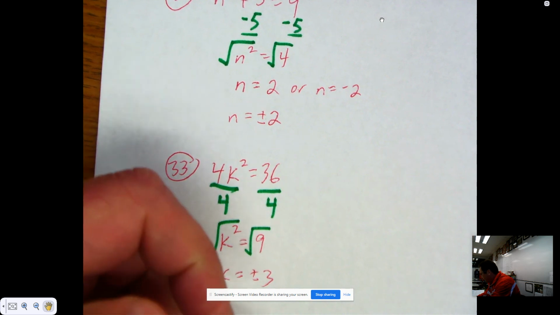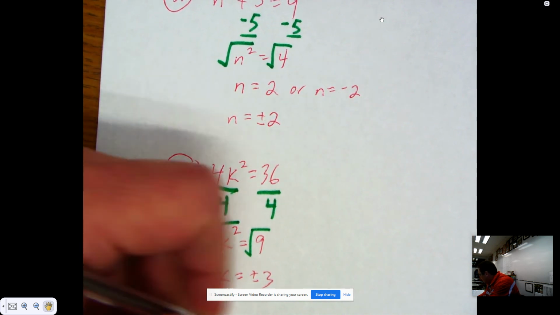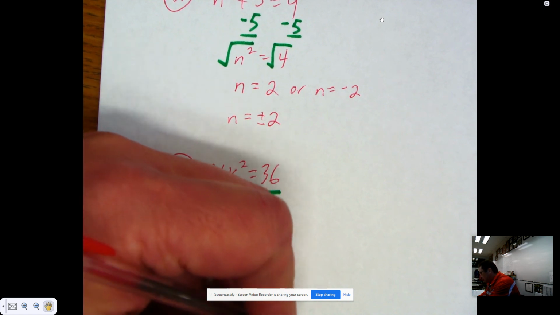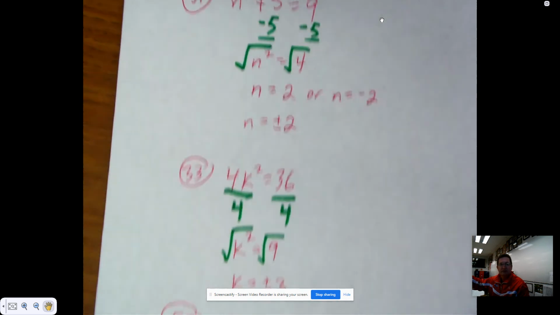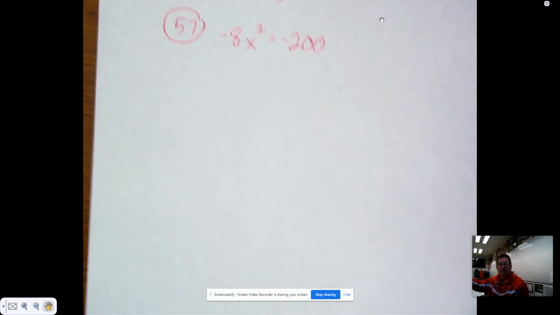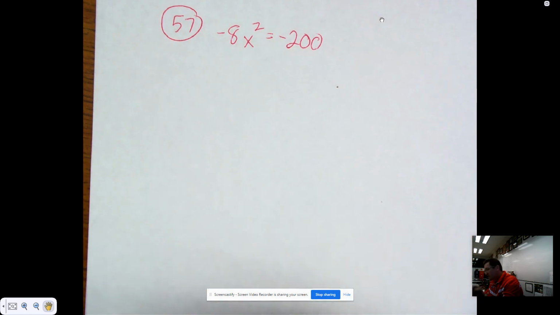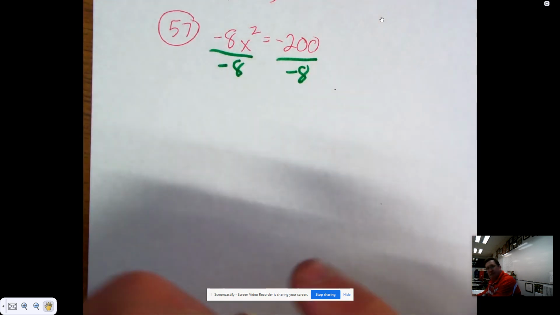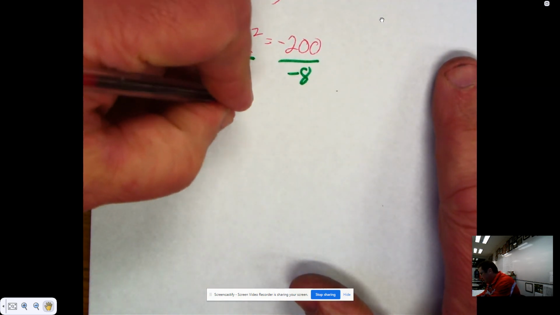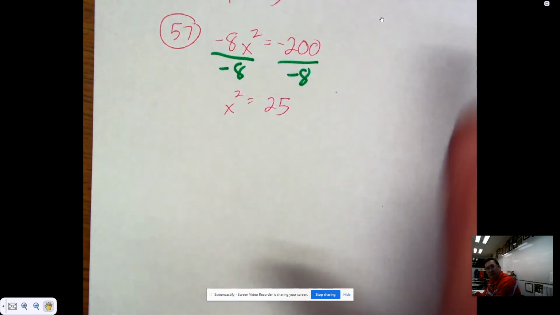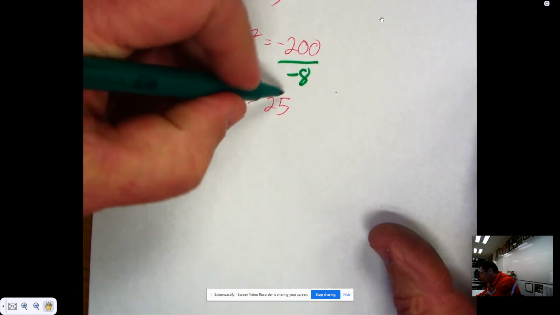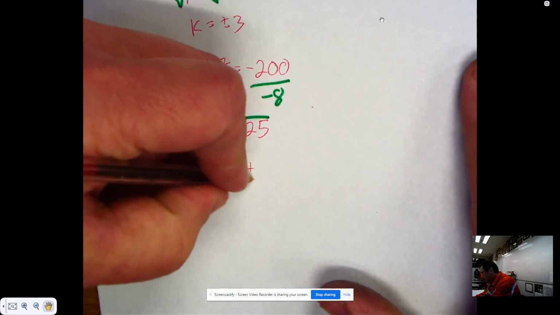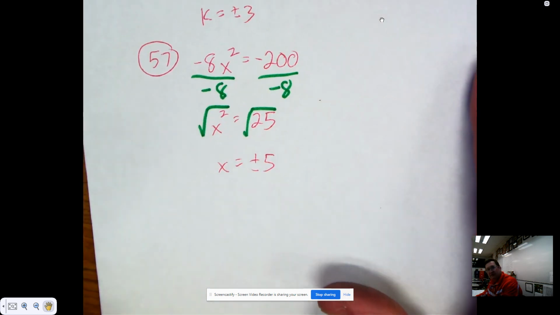How about maybe 57? It says that negative 8x squared is equal to negative 200. Let me get the camera fixed here for you. Negative 8x squared is equal to negative 200. So the first thing we'll do, just like the last one, is divide both sides by negative 8. Then we would have x squared equals positive 25. Then, if we take the square root of both sides, we find that x is positive or negative 5. And so those are our answers for that one.